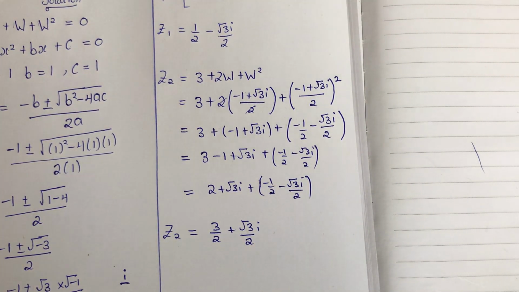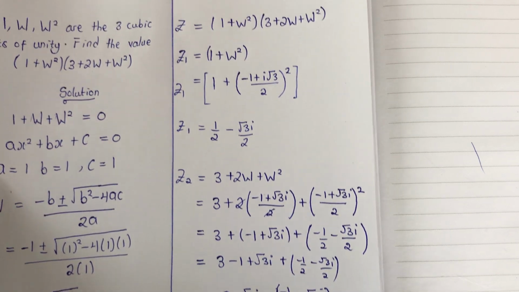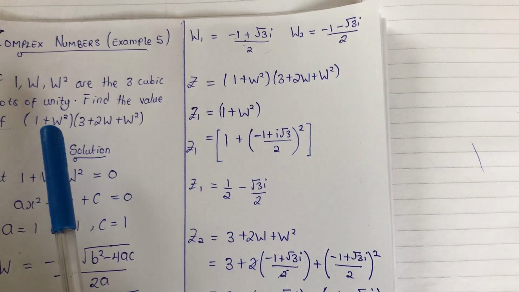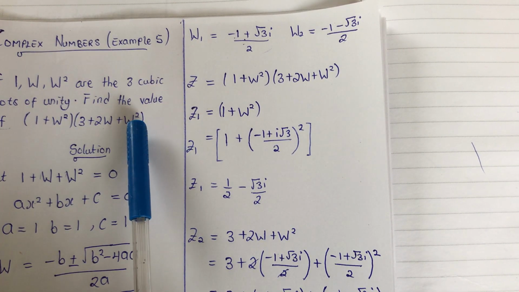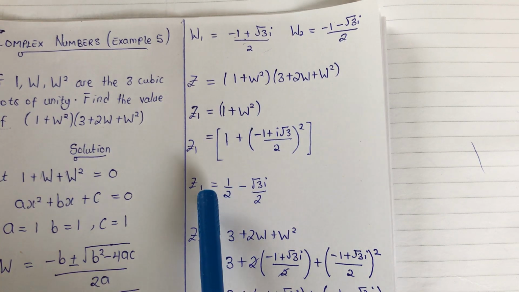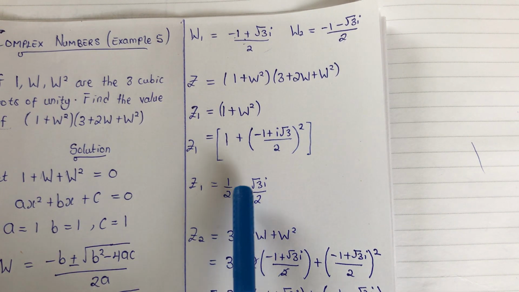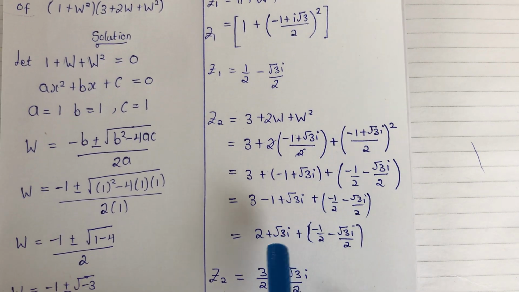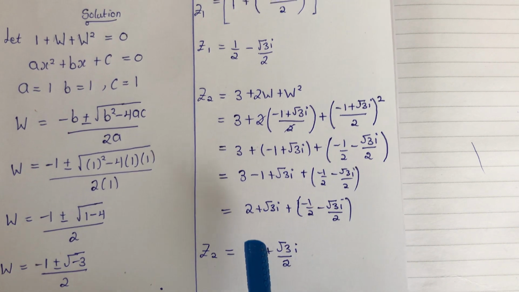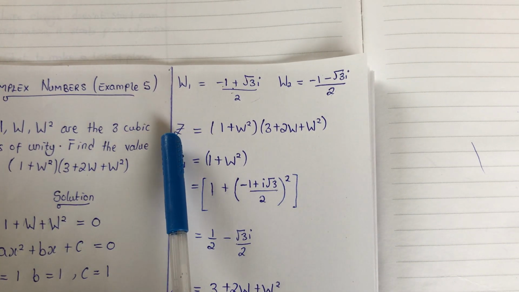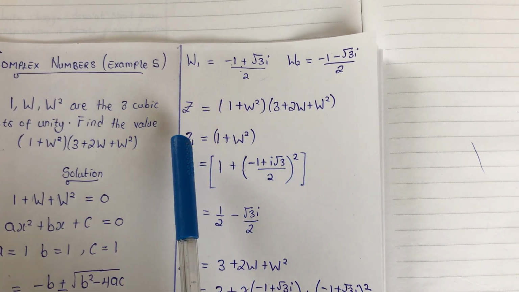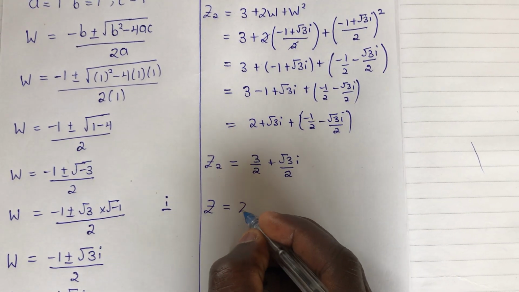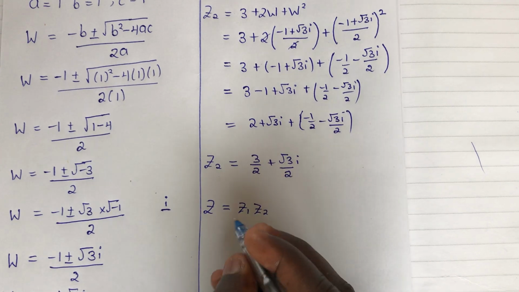So this is the value of Z1 and Z2. Now remember that in the beginning the question said find the solution for this bracket times this bracket. The result for the first bracket, we named it Z1, which was equal to 1 over 2 minus root 3 i over 2. And the result of Z2, we got 3 over 2 plus this. So we need to find the total result, which is Z this time. Z will be equal to Z1 times Z2.